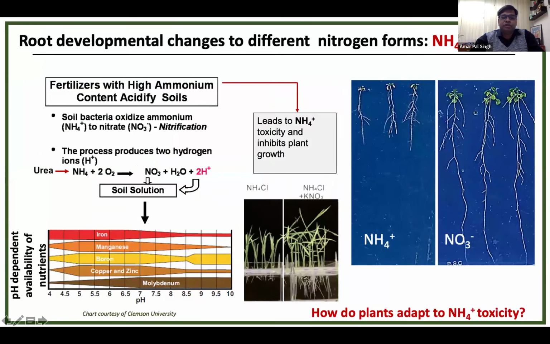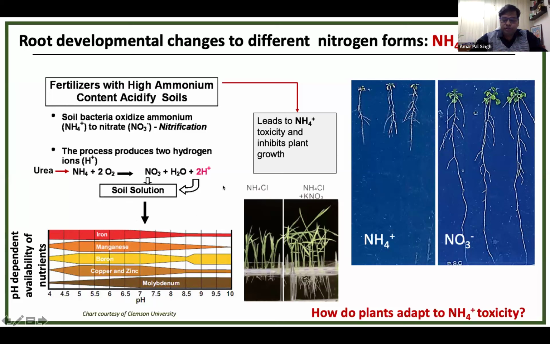If we talk about ammonium, fertilizers with high ammonium content lead to soil acidity, and this leads to ammonium toxicity. With acidification of the soil, plants face different challenges, namely the availability of different minerals. In acidic soil, iron is more prone to plant uptake. This leads to the basis of this work: whether ammonium and iron are connected. We can see here that ammonium leads to suppression of root growth, whereas nitrate promotes it.